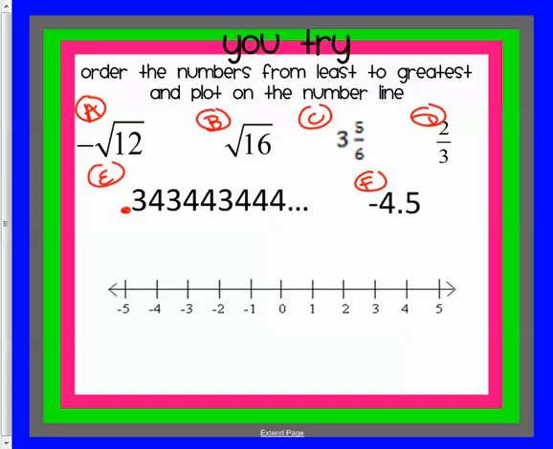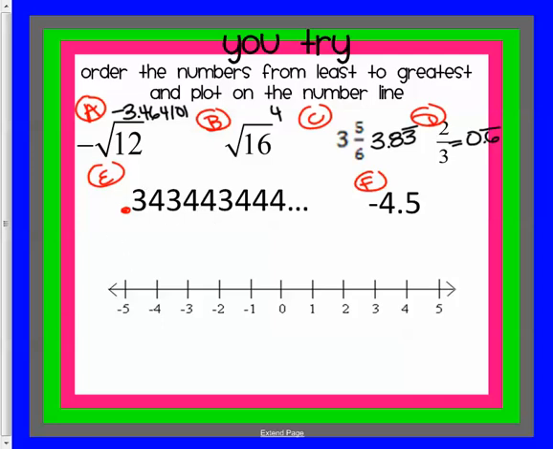Okay, so the square root of 12. This is going to be negative 3.464101. Okay, and it's going on and on forever. The square root of 16 is 4. If I take 5 and I divide it by 6, I get 0.83 with the 3 repeating. 2/3 is 0.6 repeating. I've got this as a decimal and I've got this one as a decimal.